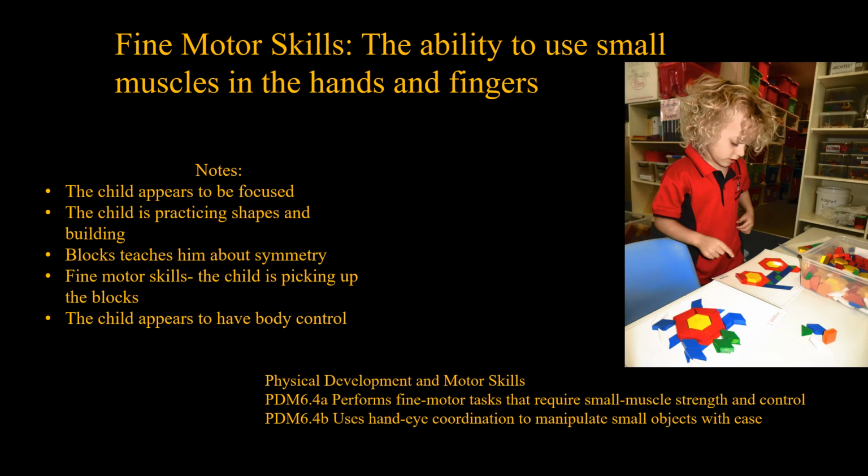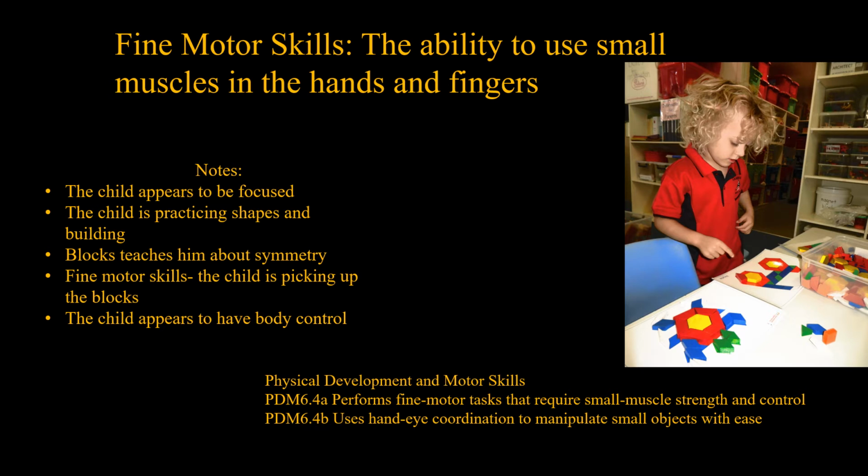Fine motor skills, the ability to use small muscles in the hands and fingers. Okay, so the child appears to be focused. Looks like he's practicing his shapes and building. The blocks are teaching him about symmetry. He is using his fine motor skills because he's picking up the blocks, and he appears to have really good body control. He's standing there, he looks very focused, and the standards he is using is fine motor tasks that require small muscle strength and control.